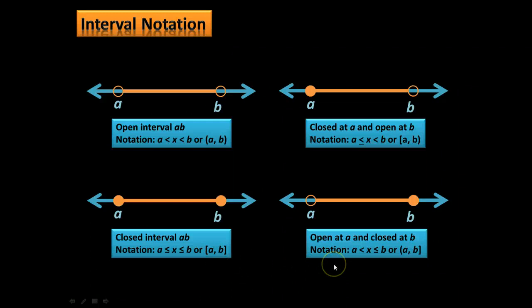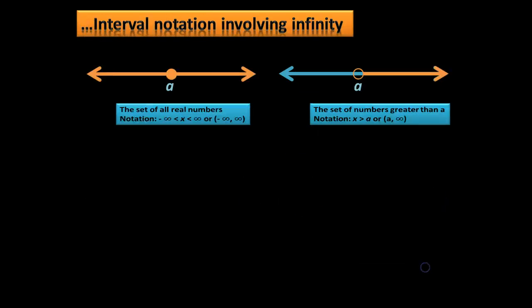And then here we have open at A, closed at B, so we have our less than or equal to for the B because that's included, and also we've closed the interval. We've used the square bracket at B to include that endpoint of B.